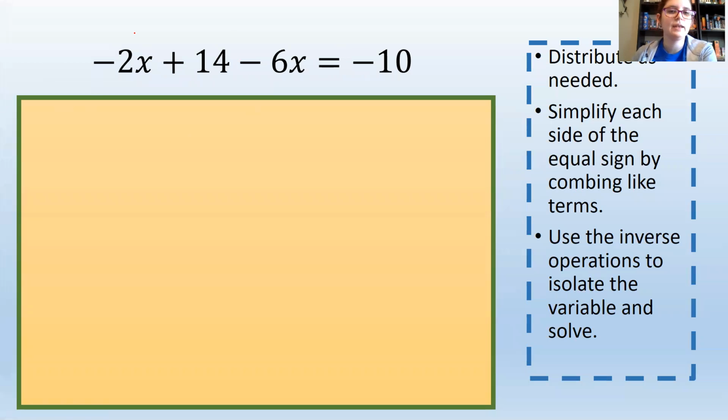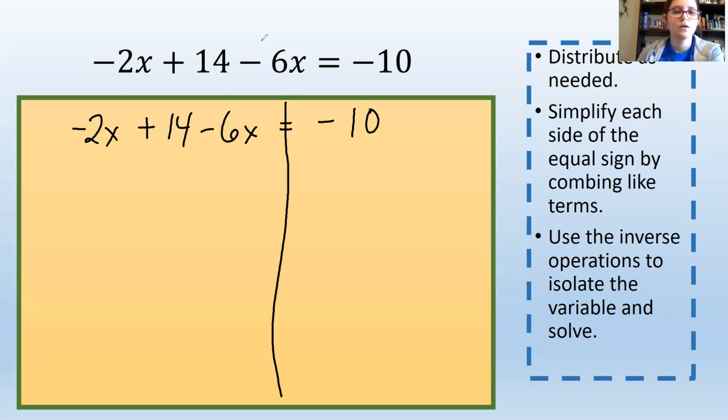So we have negative 2x plus 14, minus 6x equals negative 10. I'm going to drop in my line. So I'm looking at the left-hand side. I see I have a negative 2x and a minus 6x I can combine. Those are the same signs. They're both negative, so I'm going to add and get a negative 8x plus 14 equals, the negative 10 doesn't have anything to combine with, so it's just negative 10.